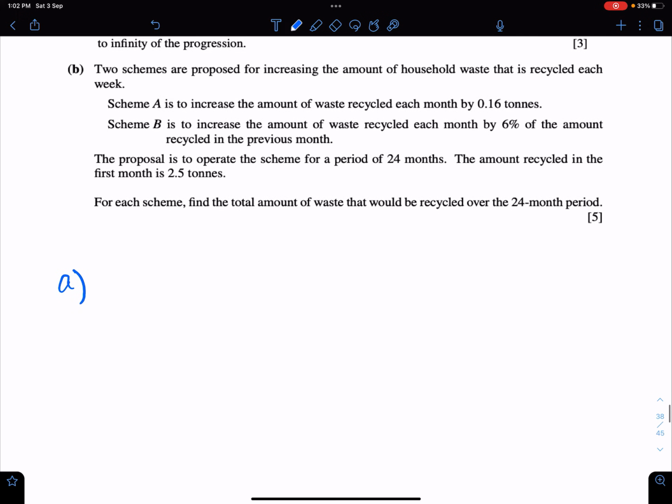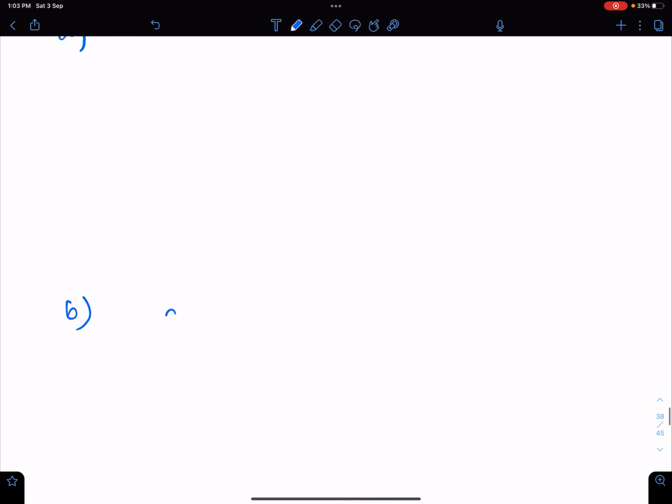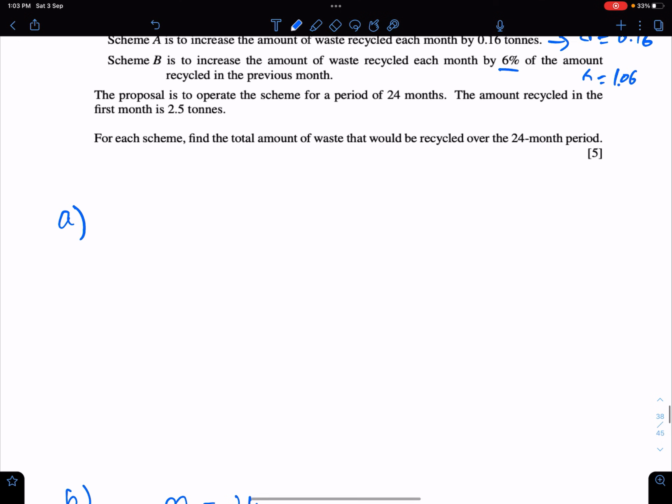Two schemes are proposed for increasing the amount of household waste that is recycled each week. Scheme A is to increase the amount of waste recycled by 0.16. So this is an AP with D 0.16. Scheme B is a 6% increase. So R is 1.06. The proposal is to operate this scheme for a period of 24 months. So N is 24. For each scheme, A is 2.5. Find the total amount of waste that would be recycled over 24 months.